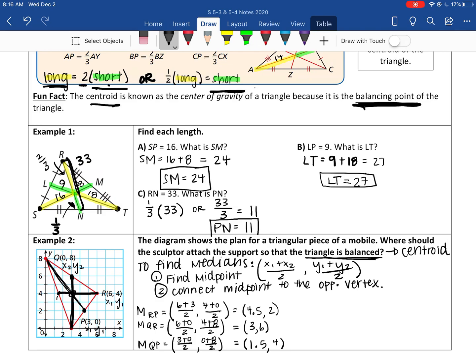And if you notice, you get one single point where these intersect. So your centroid is at the point 3, 4. And there's your answer. So that's all you do to graph your medians. Find the midpoint of each side and connect it to the opposite vertex, the vertex that is across from that midpoint. Okay?